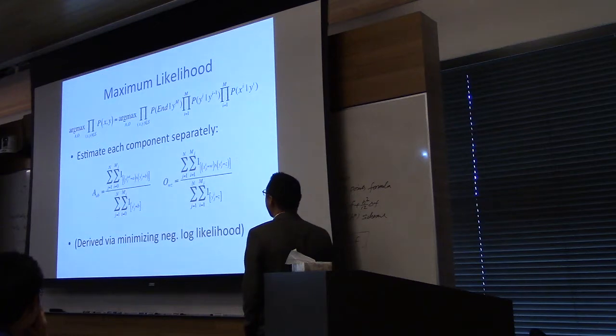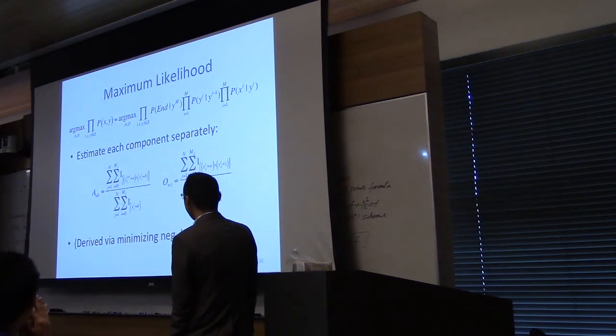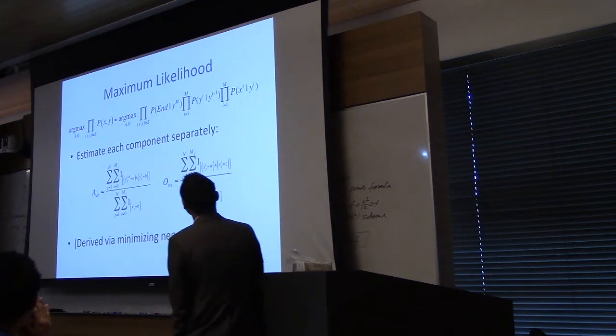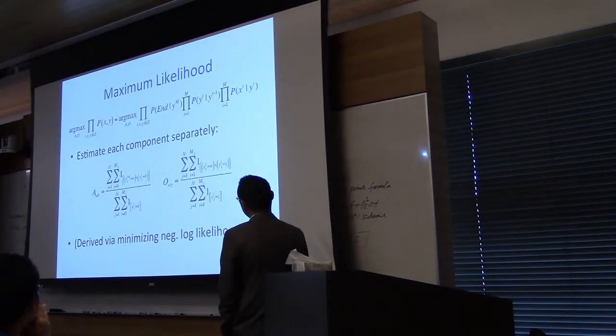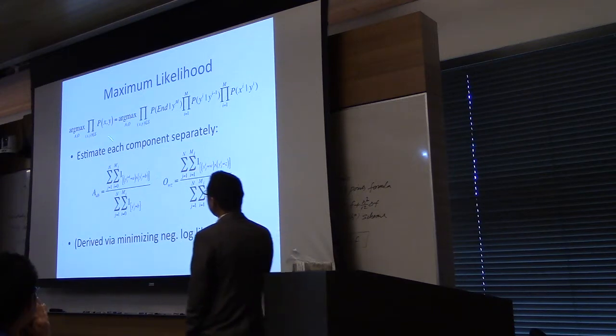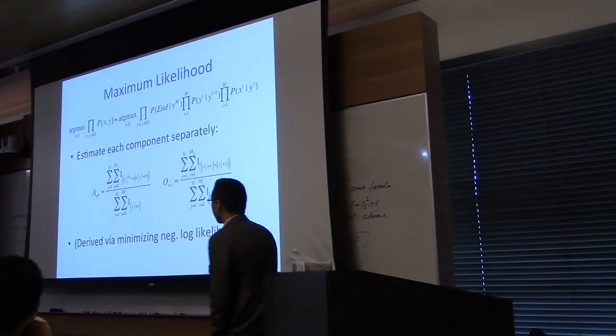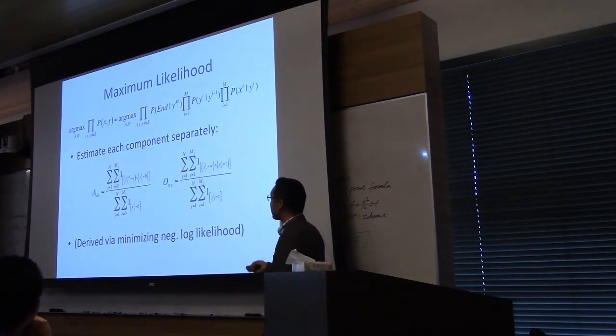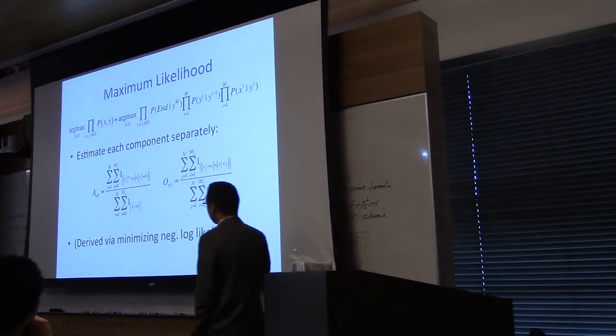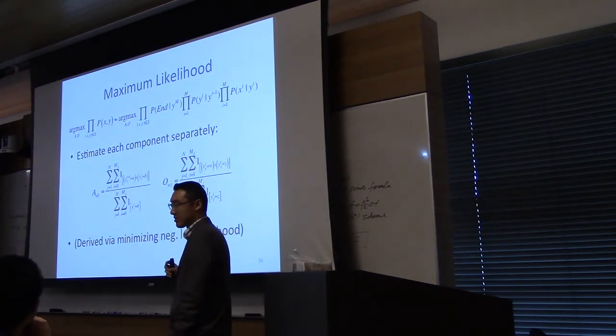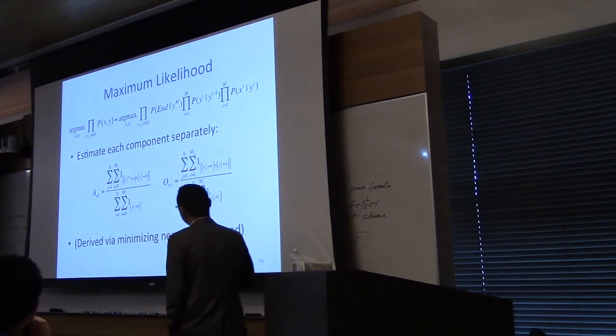Okay, so it turns out, and I won't make you go through the math, that if you wanted to solve for the parameters of the hidden Markov model to maximize the likelihood on the data, you can just estimate each component independently. You can derive this by minimizing negative likelihood. You don't need to worry too much about that, but if you're interested, I'll put some resources on the web for that.